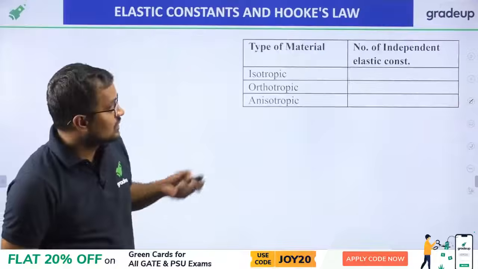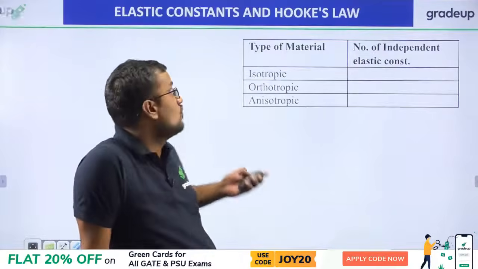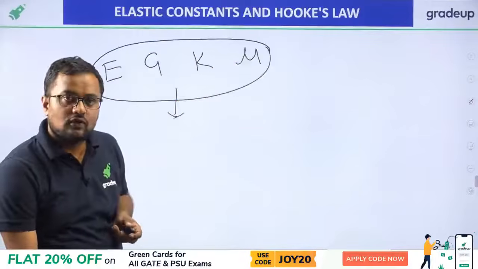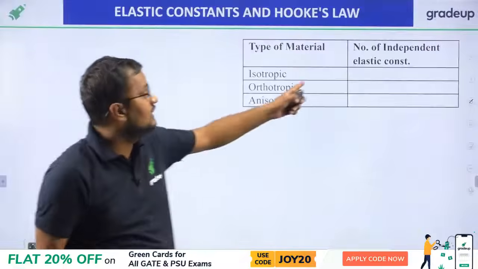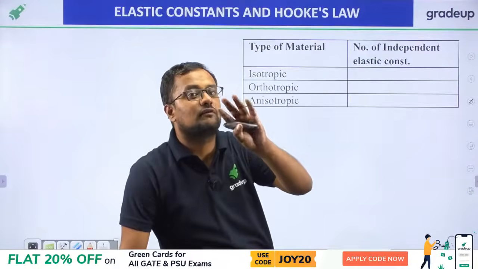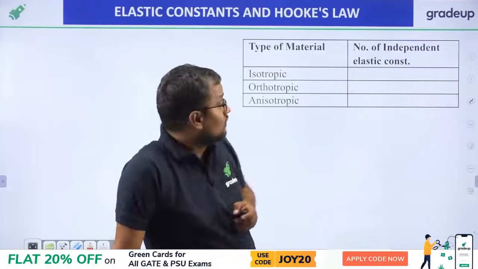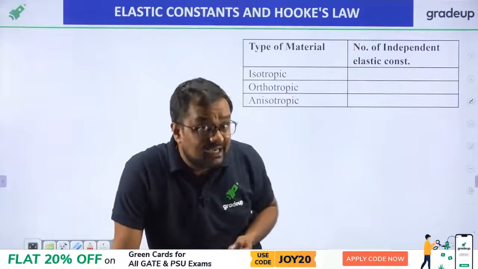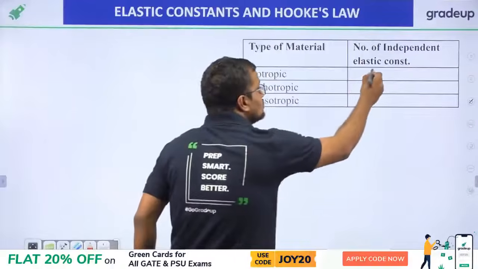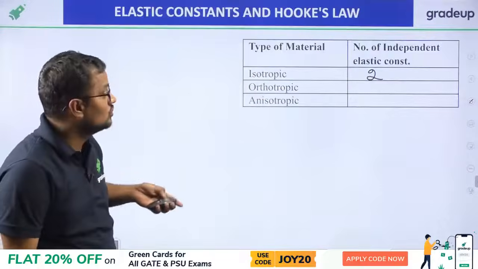My friends, so number of elastic constants, one important question, a trick question. Number of elastic constants is of course 4: E, G, mu, K. But if the total number of elastic constants is asked for isotropic, it will be 4. If it is asked for number of independent elastic constants, then my dear students, I must tell you it is not 4, it is 2.